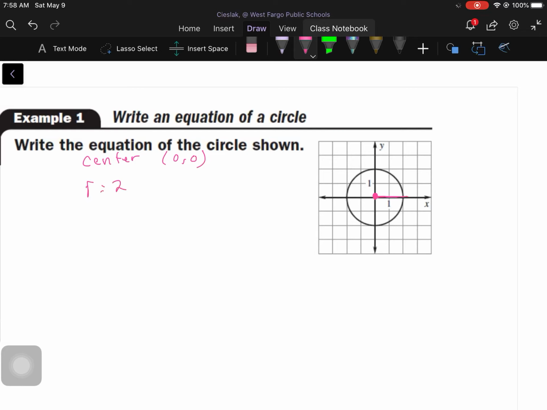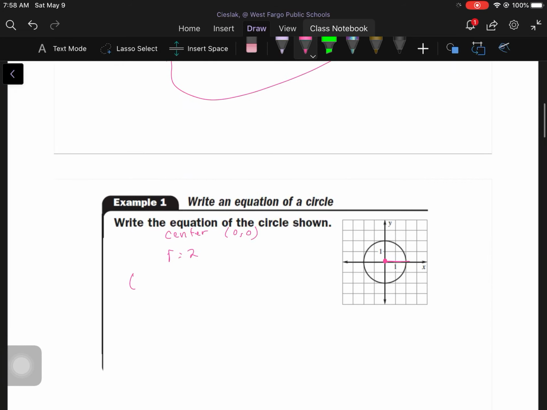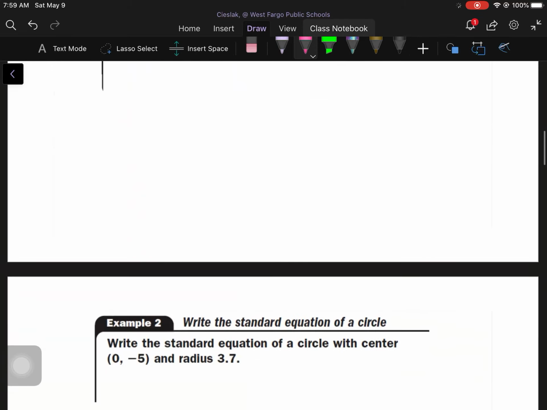So when I go to my equation, I'm going to go x minus my h value, which is just 0. So (x minus 0) squared plus (y minus 0) squared is equal to 2 squared. x minus 0, you really don't even need to write that. We can just do x squared plus y squared is equal to 2 squared, which is 4. That's what we call a circle that has not been shifted off center. Its center is at the origin.